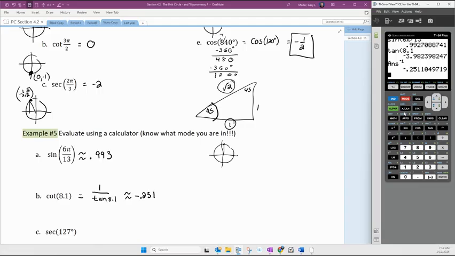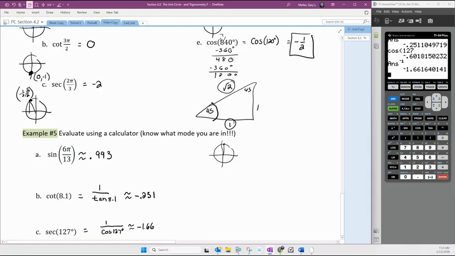And now we'll take the secant. Okay, so hold on, we can't do secant. But what we can do is the cosine. So I'm going to do 1 over the cosine of 127 degrees. So I'm going to do cosine of 127, giving me the wrong answer, and I'm going to flip it over. So I get an answer of approximately equal to negative 1.662.